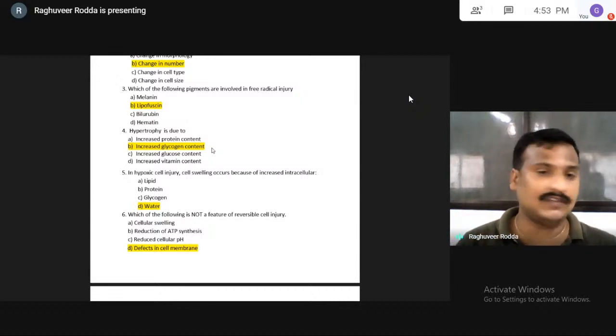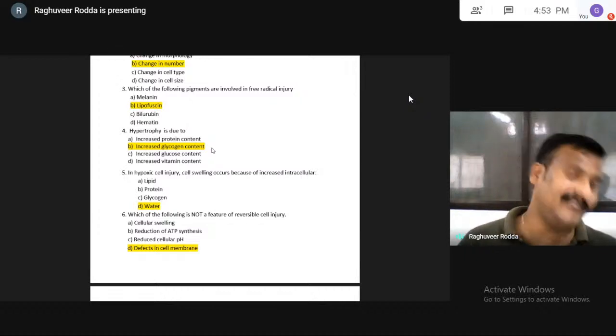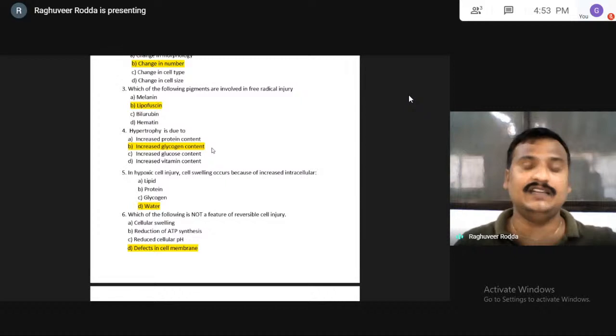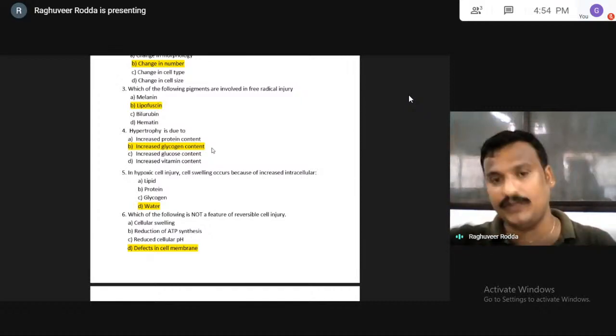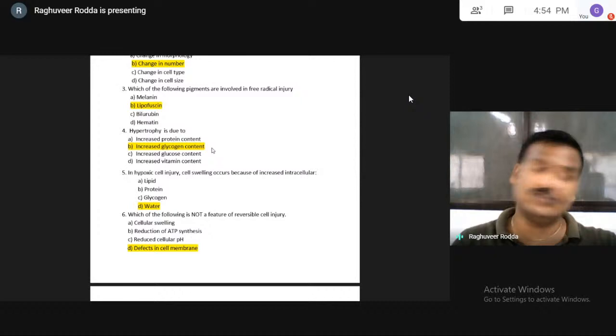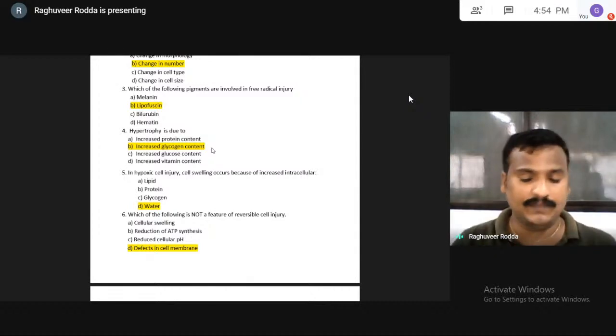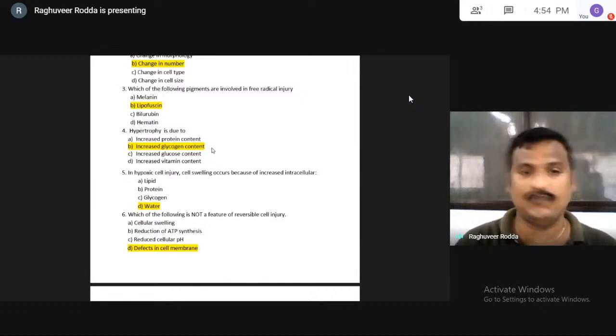So when glycogen content is increased to compensate the increased activity, then to accommodate that, the size of the cell will increase. Increased protein content, definitely no. Protein content increase means definitely it will be converted into an enzyme or an amino acid or one of the proteins of the plasma membrane, so there is no need to increase the cytoplasmic content. If glucose content is increased, definitely it will be utilized for biochemical reactions, readily utilized. And vitamin, there is no relation between vitamin and these things.